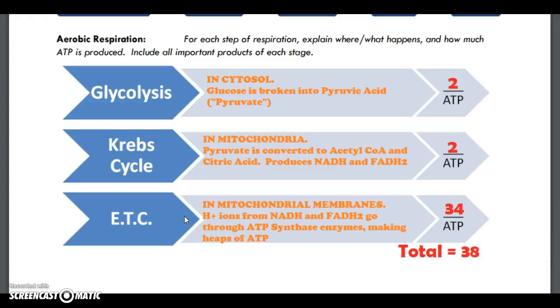So this is occurring inside the membranes of the mitochondria, and all of those H+ ions from the NADH and FADH2 are going to go through ATP synthase, again, that same enzyme, and as they go through ATP synthase, we make heaps and heaps of ATP. In fact, we get 34 ATP out of this step. Everything else related to respiration can only make 2 ATP at a time. ETC, or the electron transport chain, can make 34 ATP. So that's pretty excellent. Grand total, if you go through all the steps with oxygen present, you can make 38 ATP.